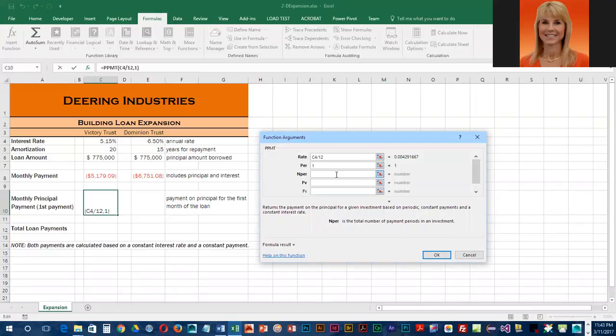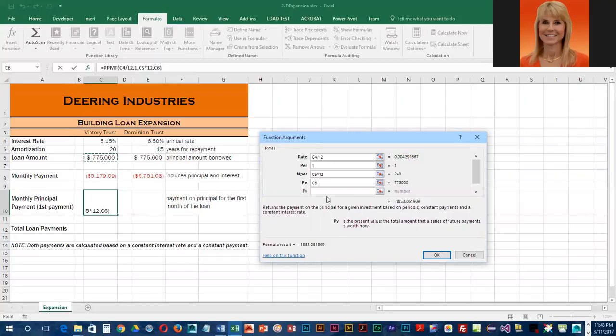And then for the total number of periods, we are going to click on C5, which is 20 years. And remember, we're dealing with months. So we've got C5, and we're going to multiply that by 12, and that will give us the number of months. Then we're going to click on present value, which is the amount of our loan. So we're going to click right here on C6. And at this point, we are going to go ahead and click OK.